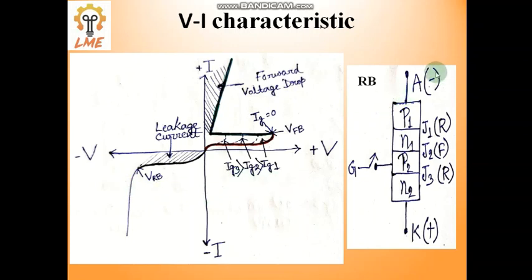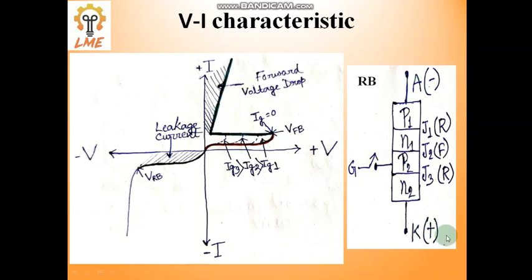In the next slide, we will discuss the reverse mode of operation. Here, the nearest polarity of N1 is negative and the nearest polarity of P2 is positive, so junction 2 is forward biased. By the same logic, the nearest polarity of P2 is negative and the nearest polarity of N2 is positive. So P is connected to negative and N to positive, and the junction between P2 and N2, junction J3, is in reverse bias. Here, the anode is connected to negative and the cathode to positive.